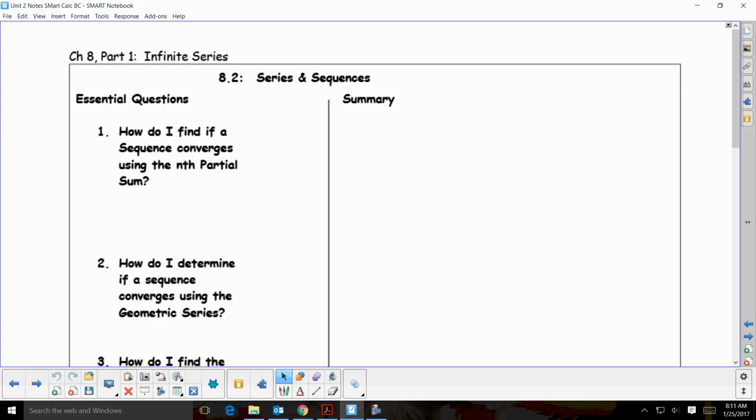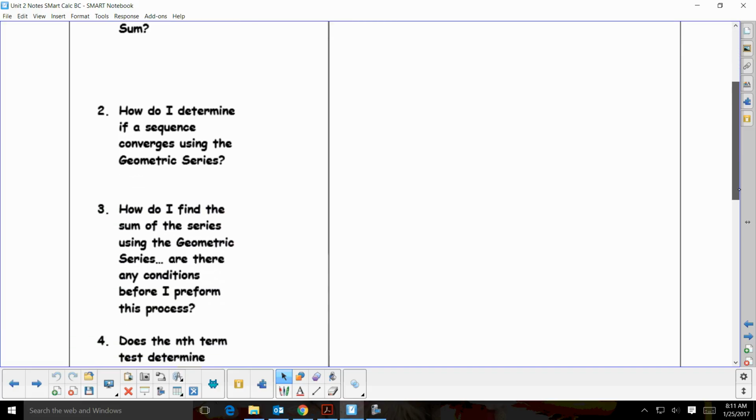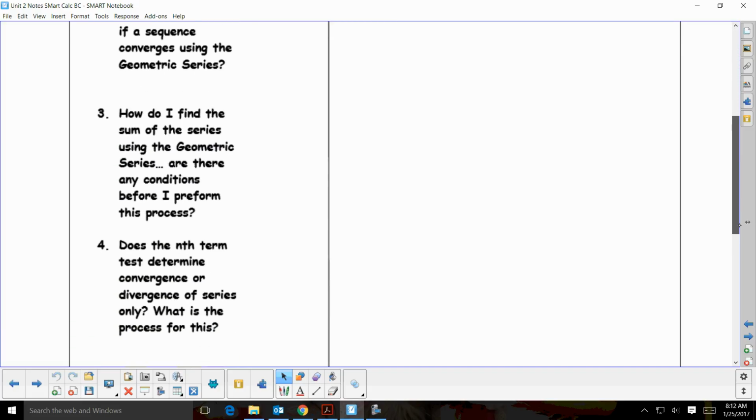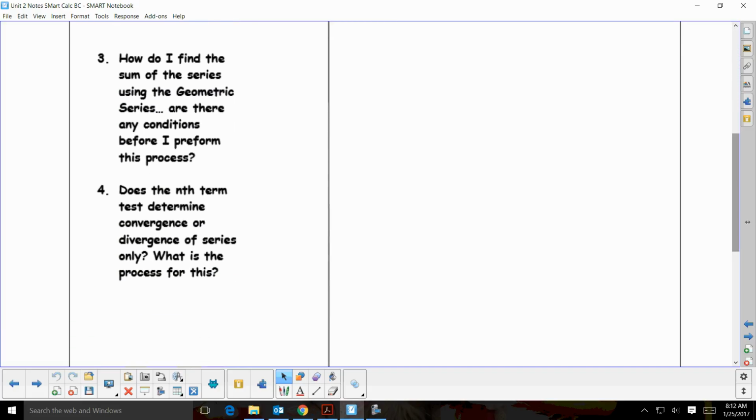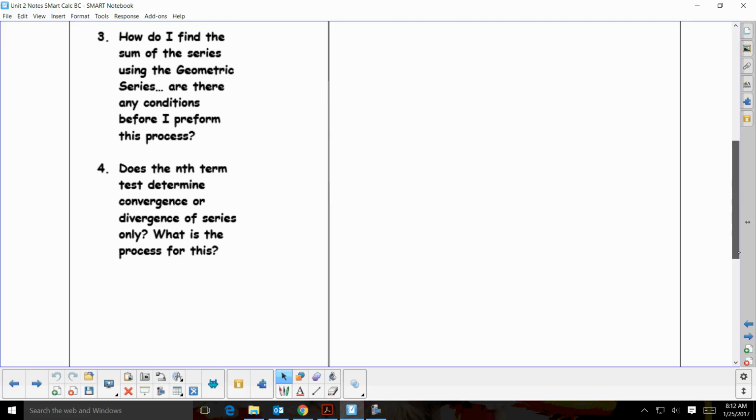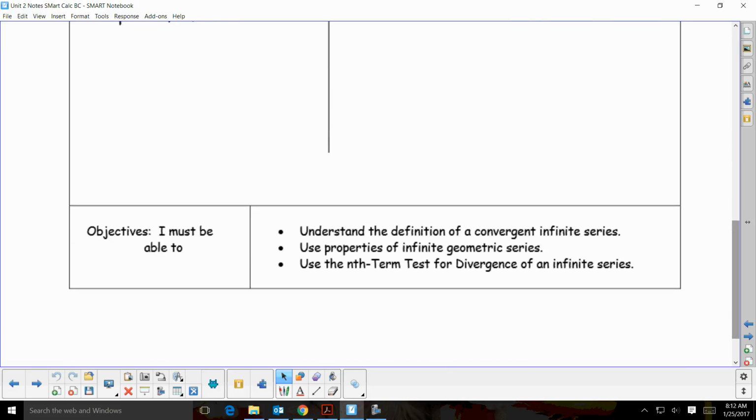Okay, so we're going to see how do I find if it converges using the nth partial sum, the geometric series, and the nth term test. So those are the three we're going to focus on today.